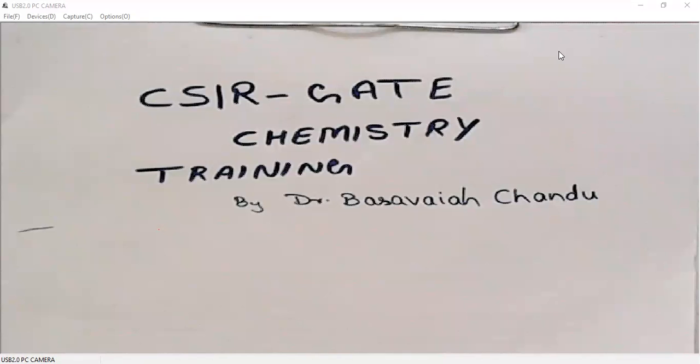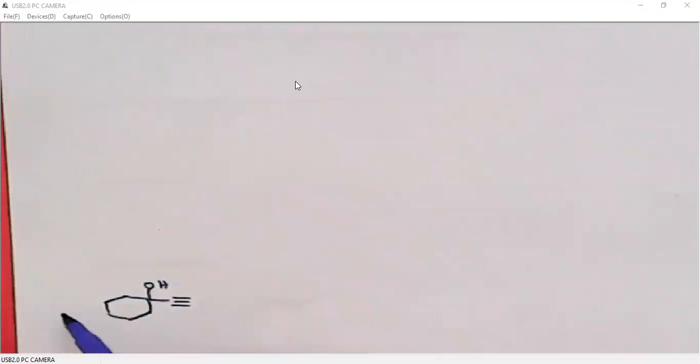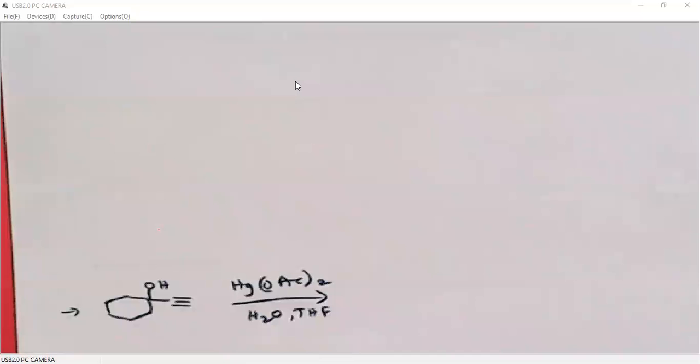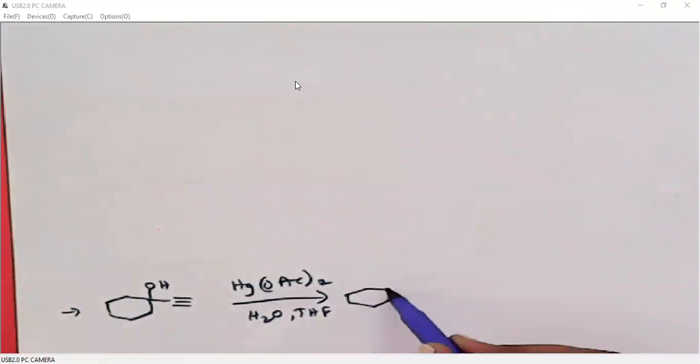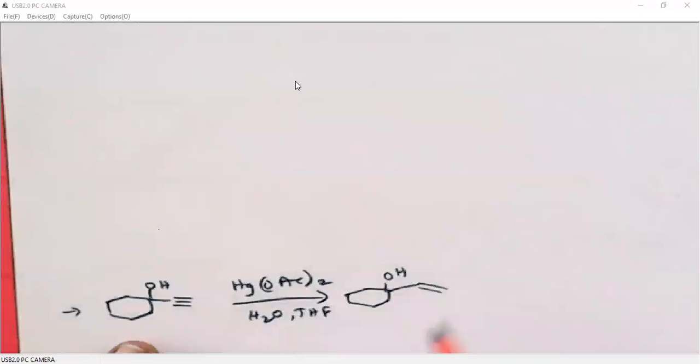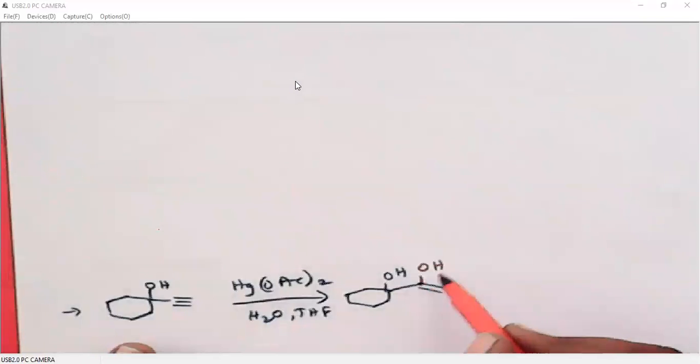I'm just about to tell you the example of triple bond. When we have a triple bond and we do oxymercuration demercuration reaction on a triple bond, what happens? Then it gives a product of this kind. OH adds here because this is the more substituted carbon.